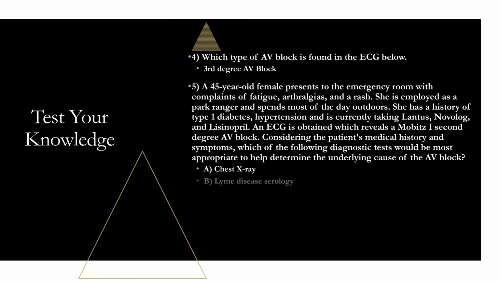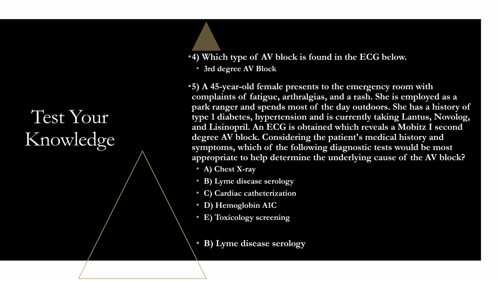Choice A, chest x-ray. Choice B, Lyme disease serology. Choice C, cardiac catheterization. D, hemoglobin A1C. Or E, toxicology screening. So look at the patient's symptoms, the history, which one is going to help us determine the underlying etiology. That is going to be B, Lyme disease serology. So this patient has fatigue, arthralgias, a rash. She works outdoors as a park ranger and has an AV block.